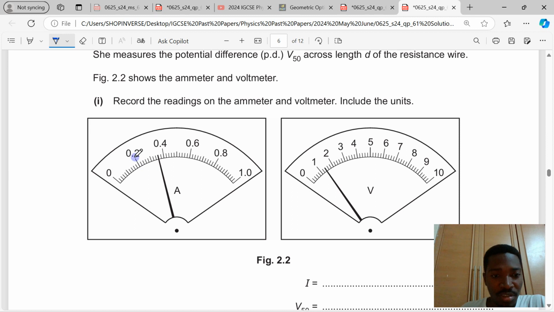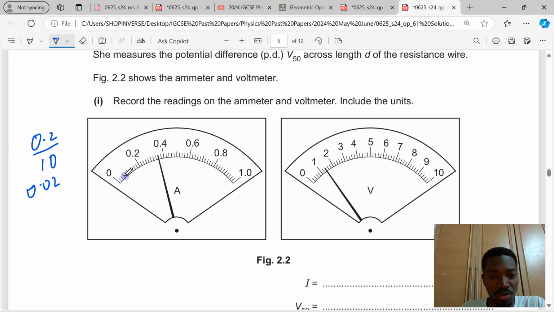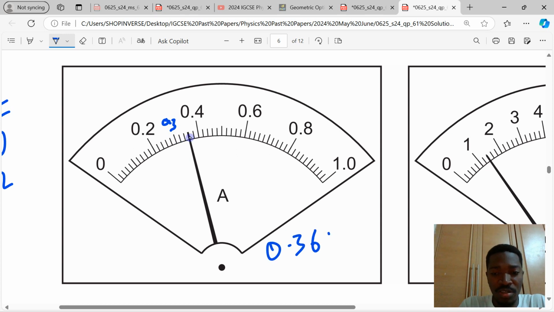Okay, what do we have on this ammeter? If this is 0.2 amperes and there are 10 divisions, then each small division will represent 0.2 divided by 10, which gives us 0.02. So each of these smaller divisions will be 0.02 units. So it's 0.2, 0.22, 0.24, 0.26, 0.28, 0.3, 0.32, 0.34, 0.36. The ammeter is showing us 0.36 amps.